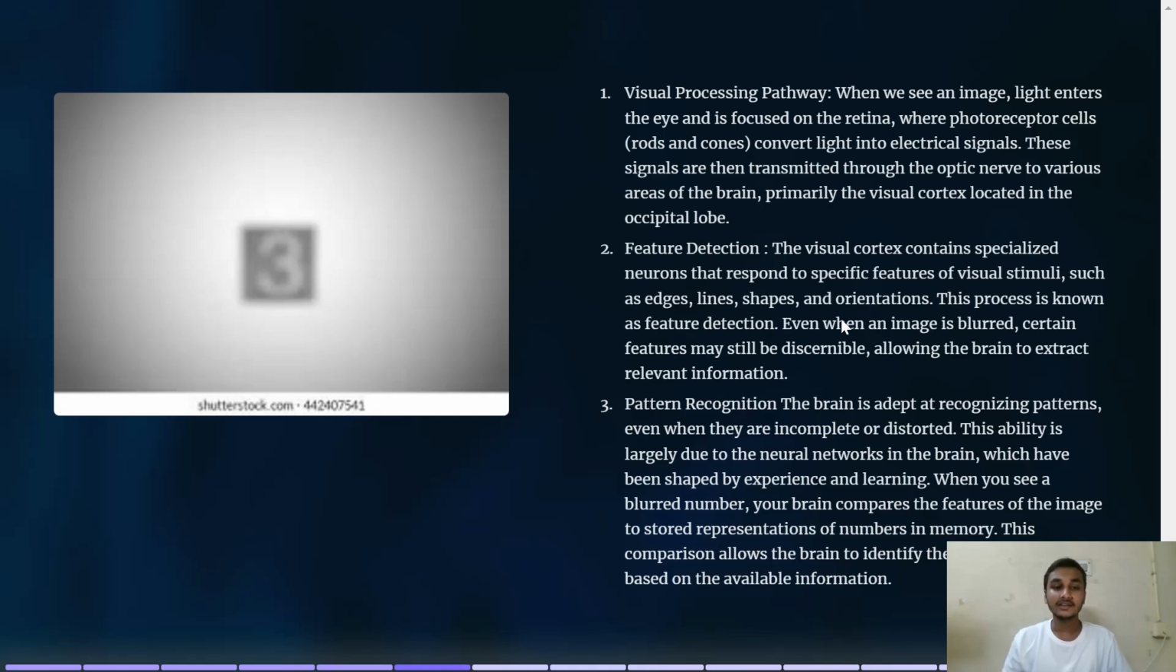Okay, so when you see an image, light enters the eye and is focused on the retina, where photoreceptor cells convert light into electrical signals. These signals are then transmitted through the optic nerve to various areas of the brain, primarily the visual cortex located in the occipital lobe.